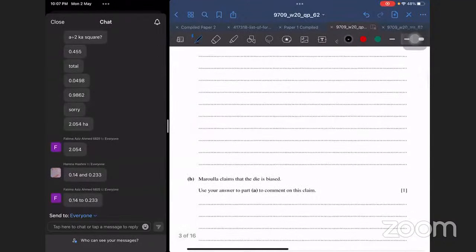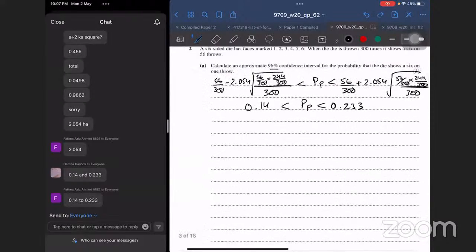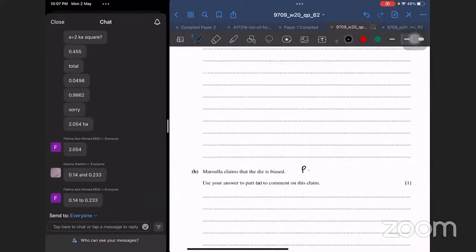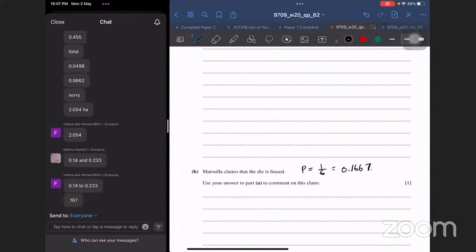Now it says that Marola claims that the die is biased. Use your answer to part A to comment on this claim. Now, typically when you want to throw a 6, the probability is 1/6, which means that 1/6 is 0.1667. Okay, 0.167. Use your answer to part A to comment on this claim.